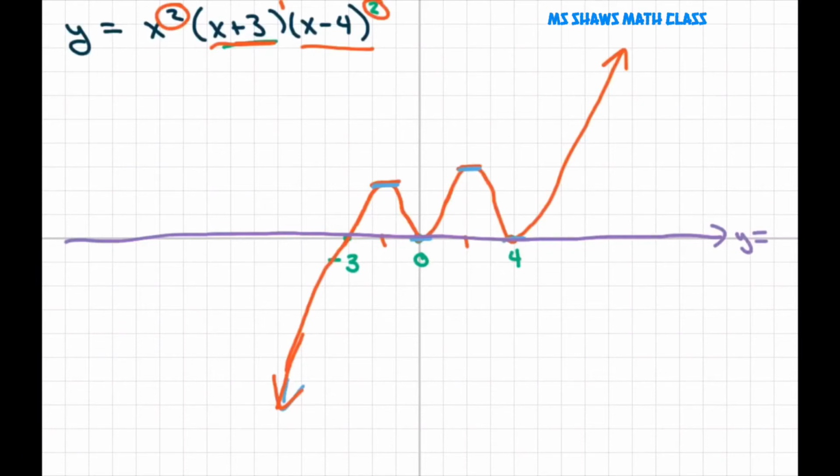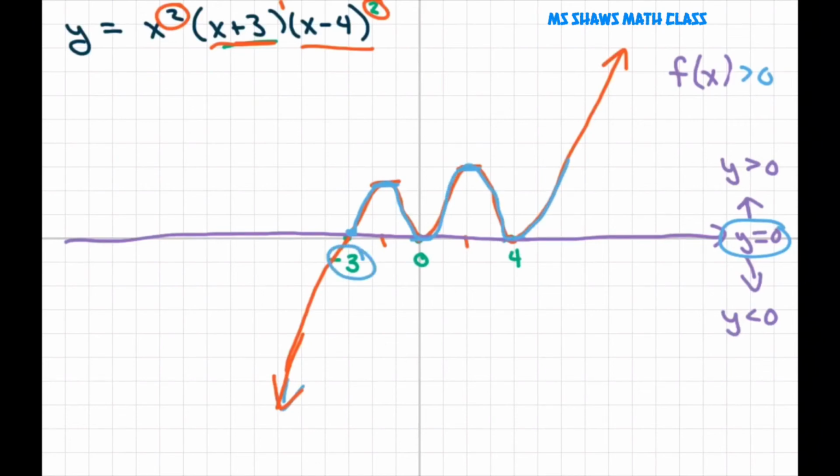This is y equals 0. So where is the graph y greater than 0? And where is the graph y less than 0? Let me do greater than 0 here. Basically where our y is above this y equals 0 is right in here. So we're going from negative 3 to infinity.